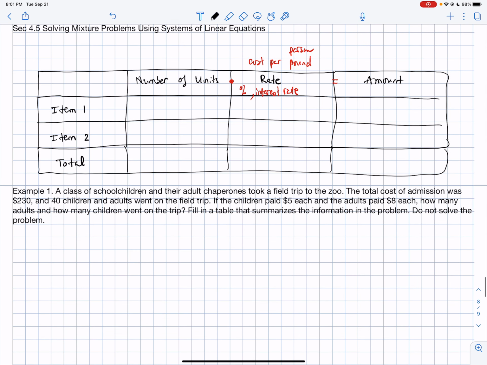So in the example below, we have a class of school children and their adult chaperones who took a field trip to the zoo. The total cost of admission was $230, and 40 children and adults went on the field trip. If the children pay $5 each and the adults pay $8 each, how many adults and how many children went on the trip? Fill in a table that summarizes the information in the problem and do not solve the problem.